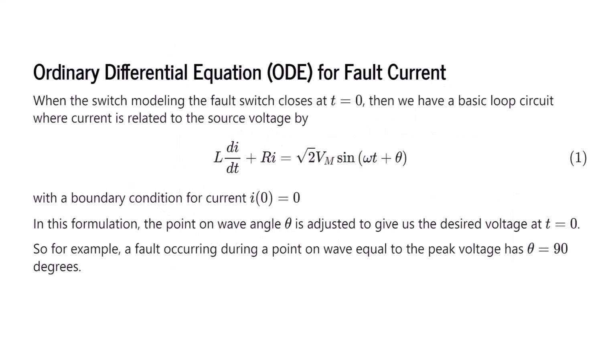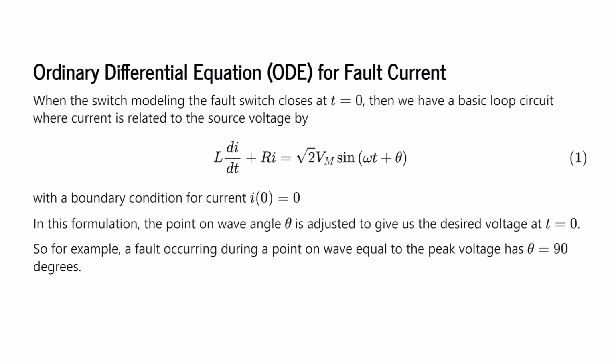When the switch modeling the fault closes at time equal to 0, then we have a basic loop circuit to solve in order to get the current. Current is related to the source voltage by the ordinary differential equation shown below, where L dI/dt plus Ri is equal to the source voltage, square root of 2 times Vm times sine with argument omega t plus theta. Associated with this equation is a boundary condition that the current at time equals 0 is equal to 0.